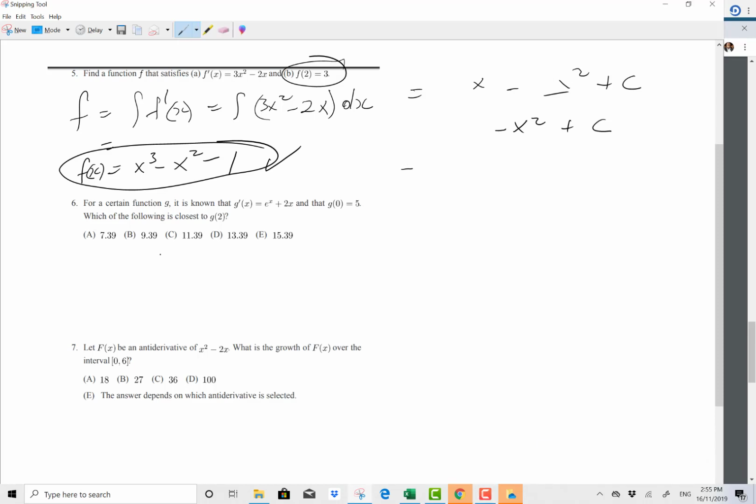All right, so let's look at number 6. For number 6, they said that a certain function g is shown as this. Again, we need to find g. Which of the following is the closest to g of 2? They told us that g of 0 is equal to 5. So let's see if we can put this into perspective now.